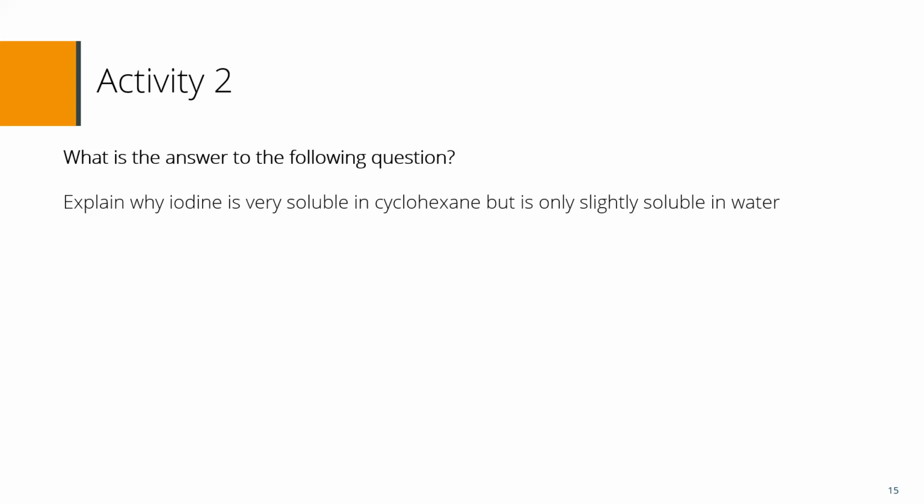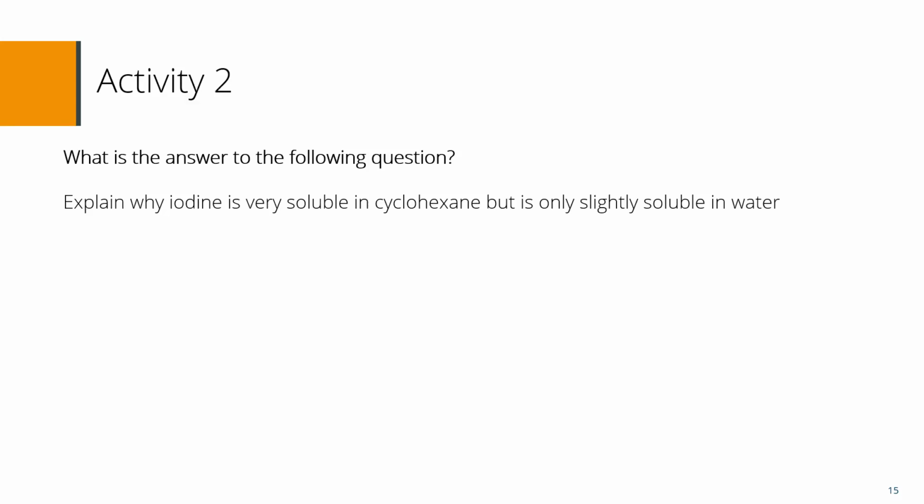Iodine, molecular, non-polar. Cyclohexene, molecular, non-polar. Water, molecular, polar. Right, so I've got iodine and cyclohexane, both non-polar, like with like. I've got over here water, polar. Now, what's so special about water and the intermolecular forces of attraction between them? Hydrogen bonding, as opposed to iodine and cyclohexane, which of course will just simply be London forces.